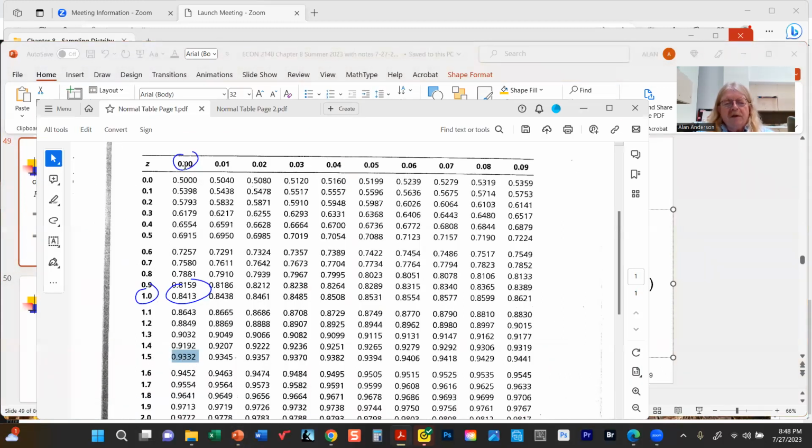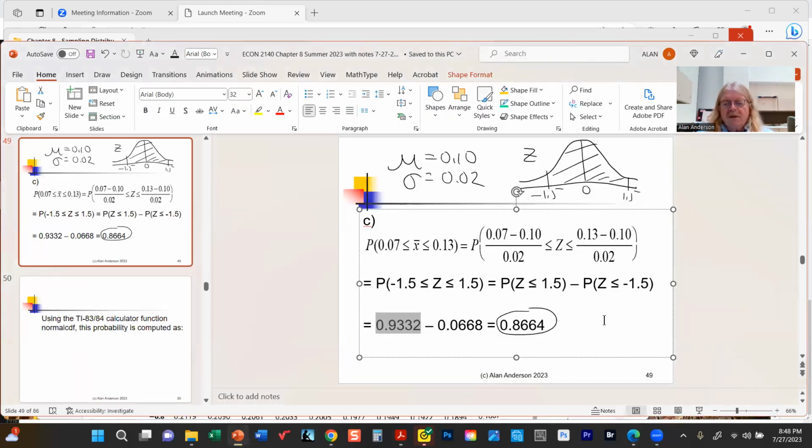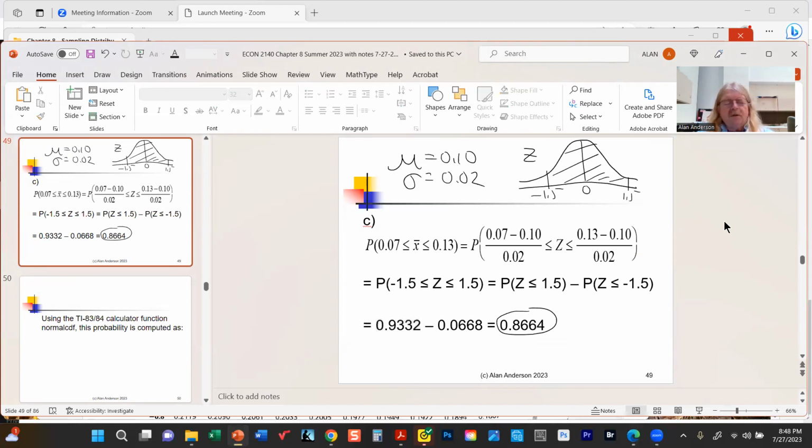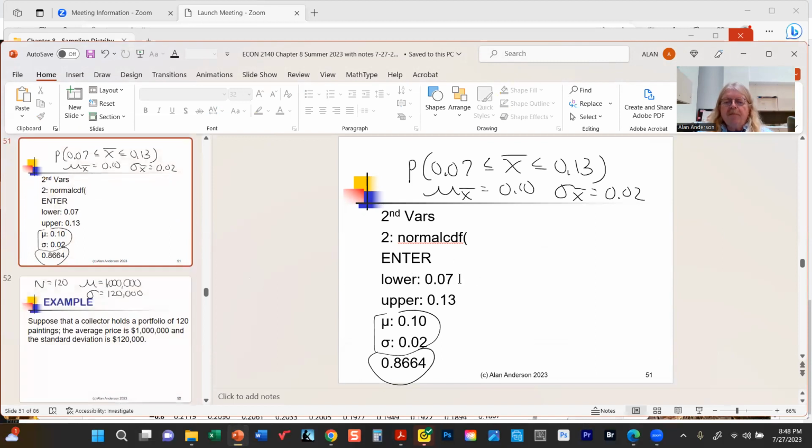1.5 combined with 0.0. Now we do the same thing on the negative table. Negative 1.50, 0.0668. The difference between the two is 0.8664. You can see the diagram up here tells us that we're looking for the probability of being within 1.5 standard deviations of the mean. Turning to the calculator, what's different now is that we have lower limit of 7%, upper limit is 13%, and we still end up with 0.8664.